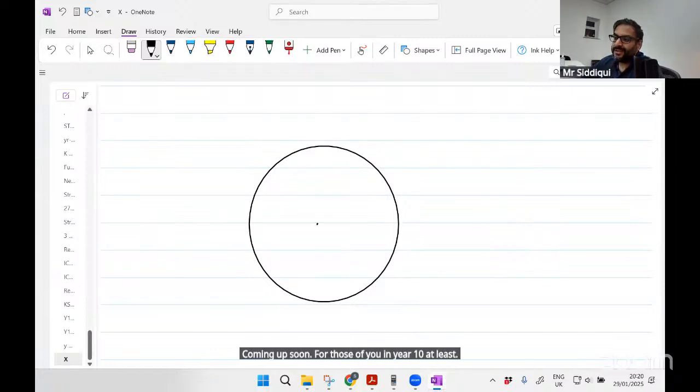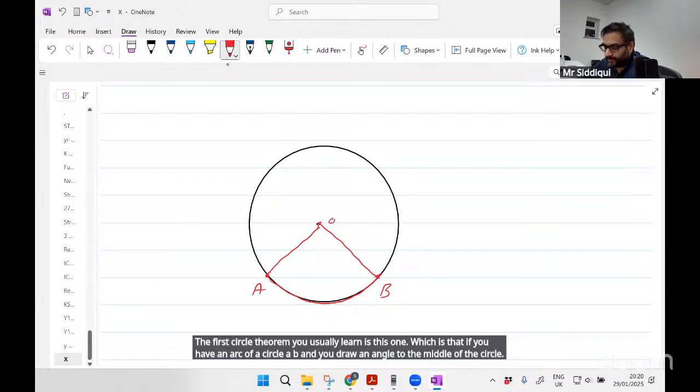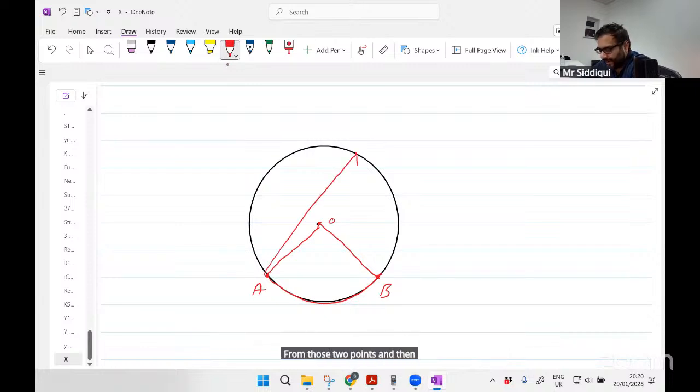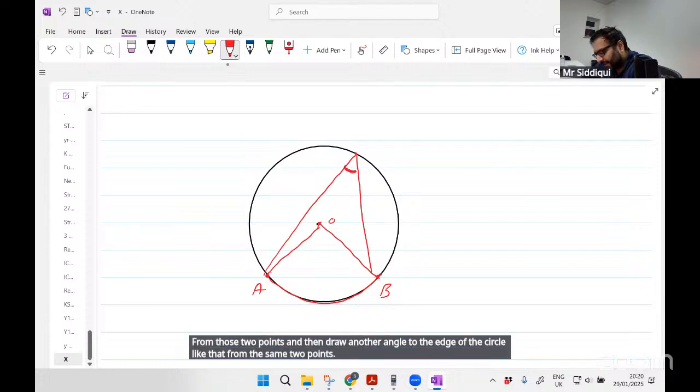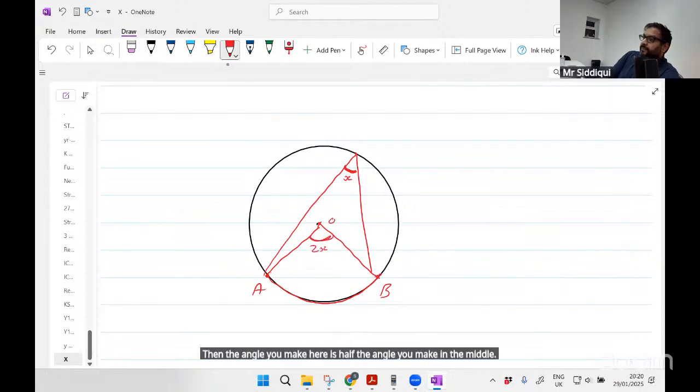The first circle theorem you usually learn is this one, which is that if you have an arc of a circle, AB, and you draw an angle to the middle of the circle from those 2 points, and then draw another angle to the edge of the circle like that from the same 2 points, then the angle you make here is half the angle you make in the middle. That's what the circle theorem is.